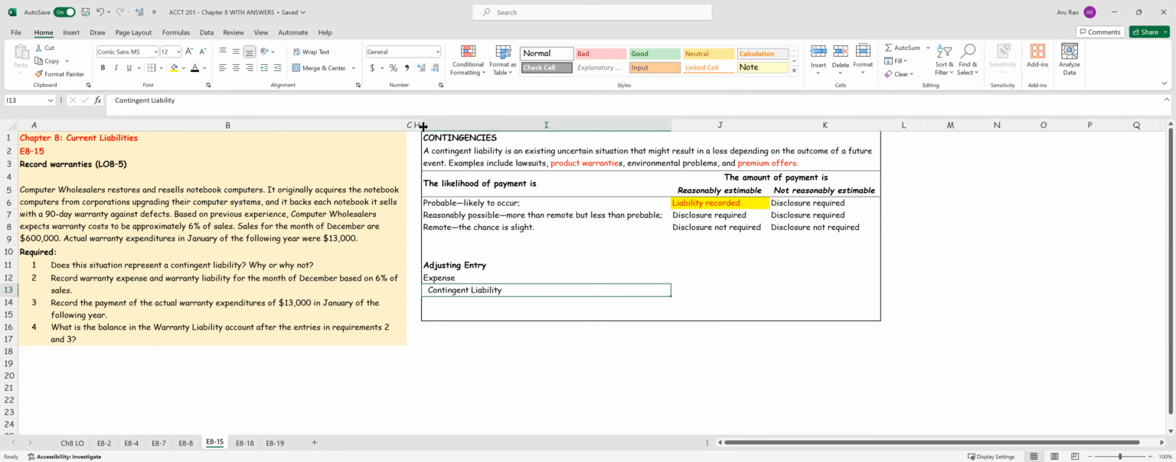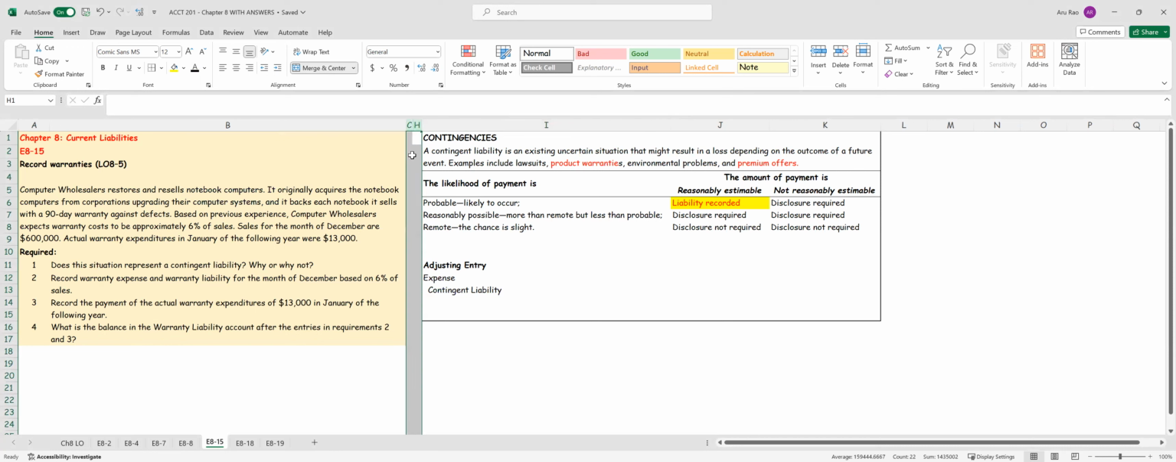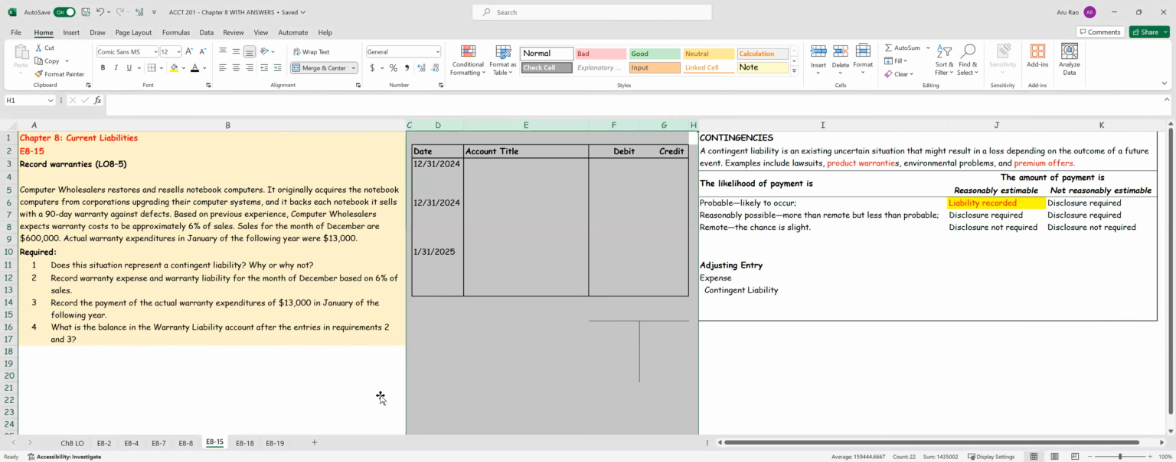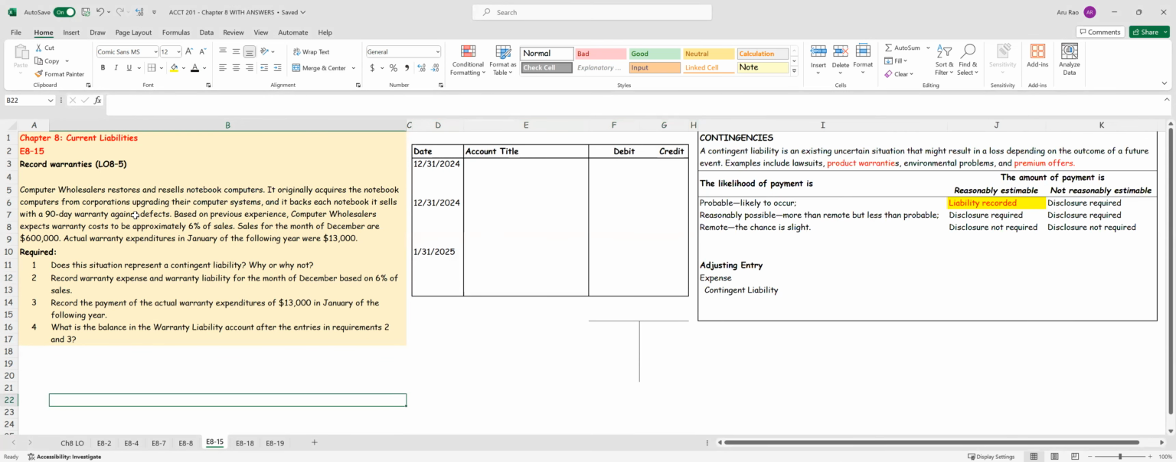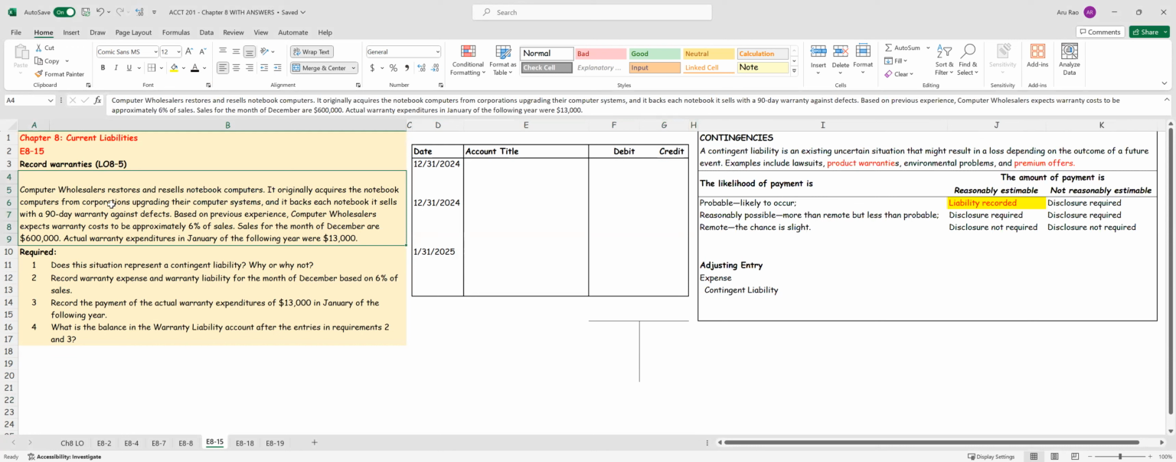So now let's take a look at an exercise where we are going to work on the journal entries. We have computer wholesalers that restores and resells notebook computers. It originally acquires the notebook computers from corporations upgrading their computer systems. So these guys are like the resellers of computers. And it backs each notebook. Anytime you resell a product like an electronic, if you don't give some kind of a backing, most people are not going to buy it unless you sell it for dirt cheap, in which case you're not going to make any money. So here they're giving a 90-day warranty against defects.